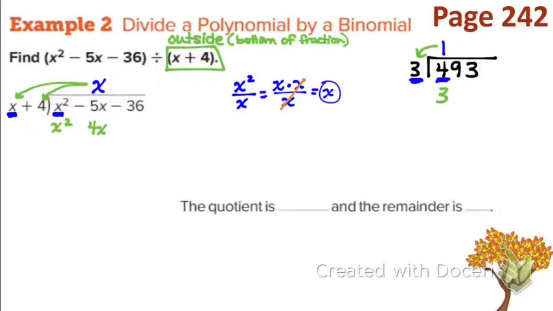How many things do I have over here? I have to subtract both of them. So I'm going to subtract this one and subtract this one. What is x squared minus x squared? Cancels out. Goes to a 0. What happens when I combine negative 5x and negative 4x together? Negative 9x. What should I do now? Bring down that minus 36.